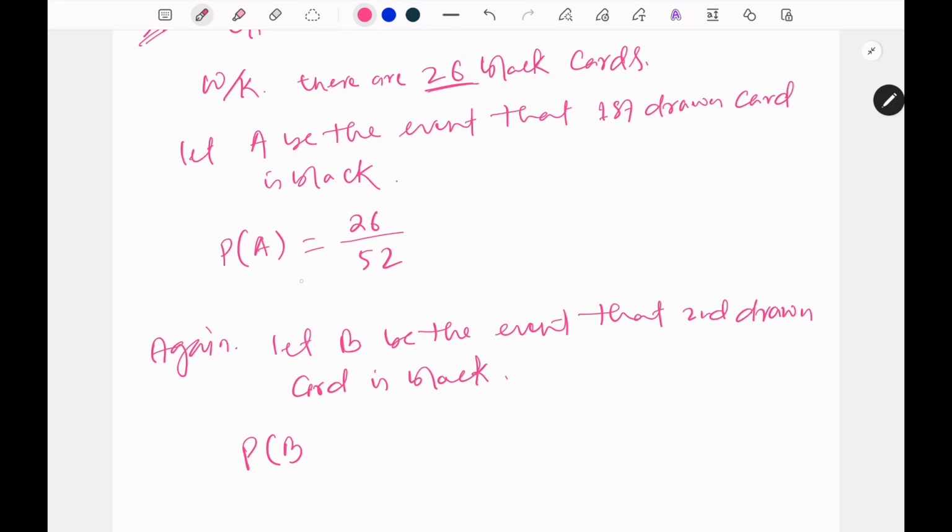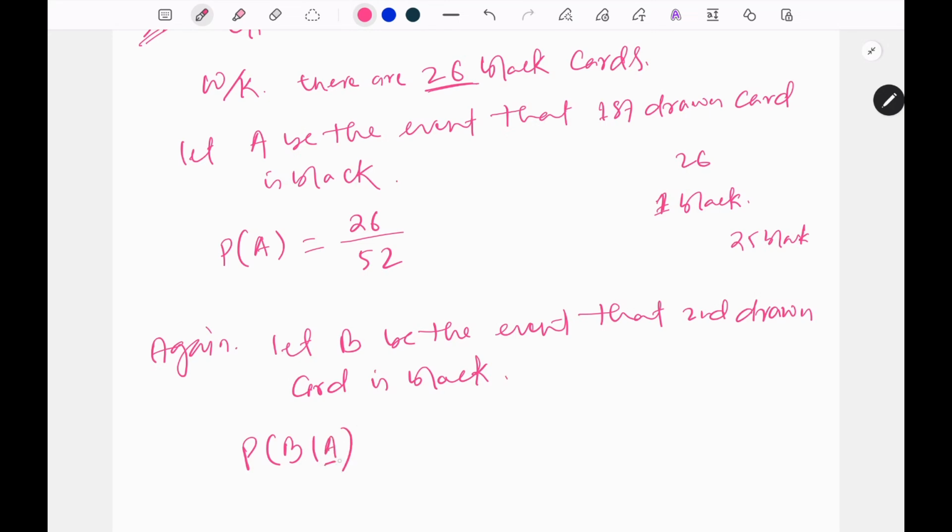If A has occurred, that means we have drawn one black card. Then how many black cards out of 26? If we have drawn one black card, then how many cards will be left? 25 black cards will be left. So here we will write probability of B given A.